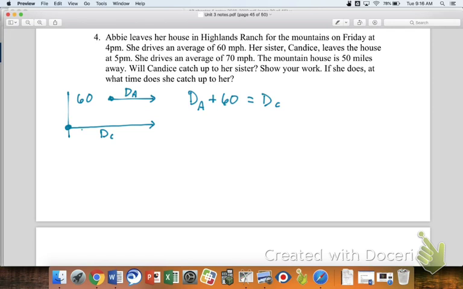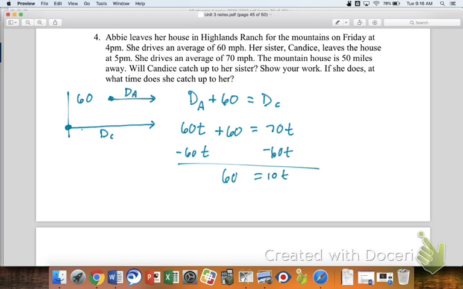Distance is the same thing as what times what? That's right. So Abby's rate, 60. So we're going to say 60t plus 60 equals Candace's rate times time. Wouldn't that be 70t? Yeah. Okay, so when you solve this, you subtract the 60t over. And once you've done that, you see that the final step is just division. 60 equals 10t. End up with 6 equals t, right?